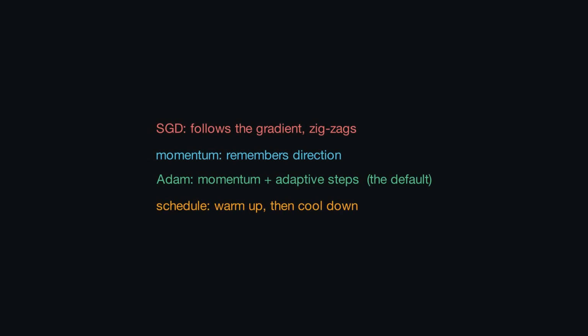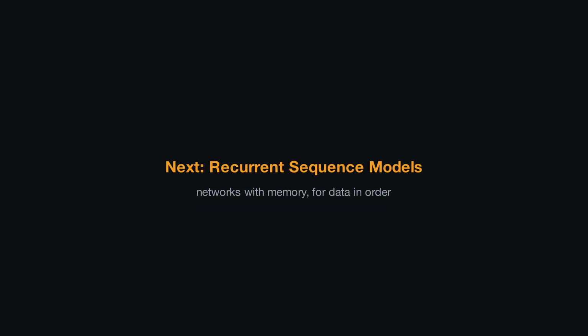So the optimizer is the engine of learning. Plain SGD zigzags. Momentum remembers its direction. ADAM adds an adaptive step for every weight, which is why it is the usual default. And a schedule warms up and cools down on top. We have now covered how a network is built and trained. Next, we change the shape of the problem itself and meet networks that handle sequences with a memory of what came before.